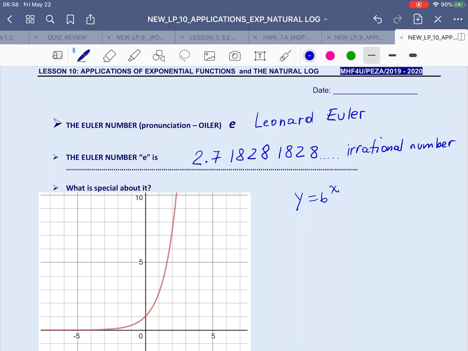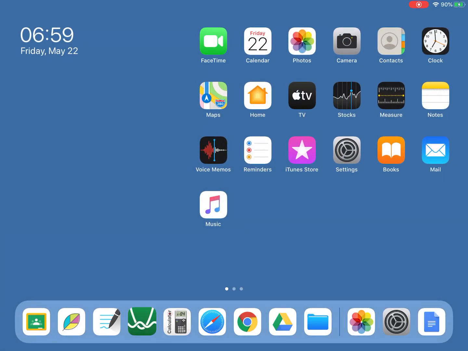Now, just like we drew the graphs y equals 2 to the power of x and 3 to the power of x, we can also draw the graph y equals e to the power of x. And here is an example of what this graph would look like, y equals e to the power of x. So just like any exponential function, it has the y-intercept right here at 1, and it's an increasing function. As we move left to right, it goes up in value.